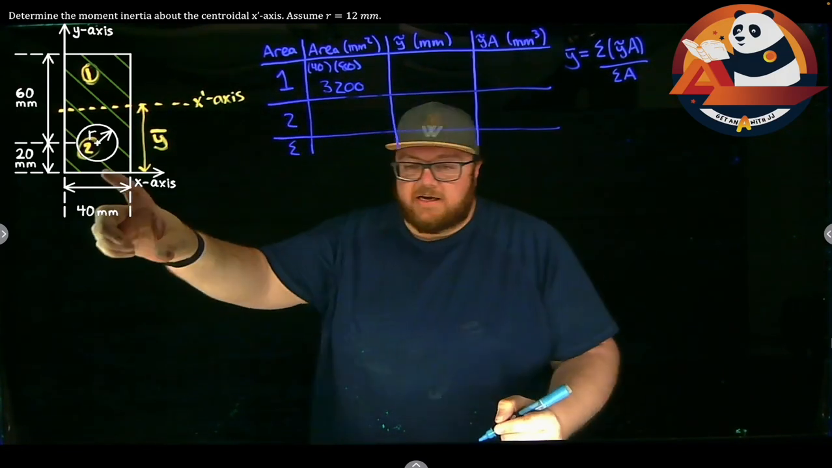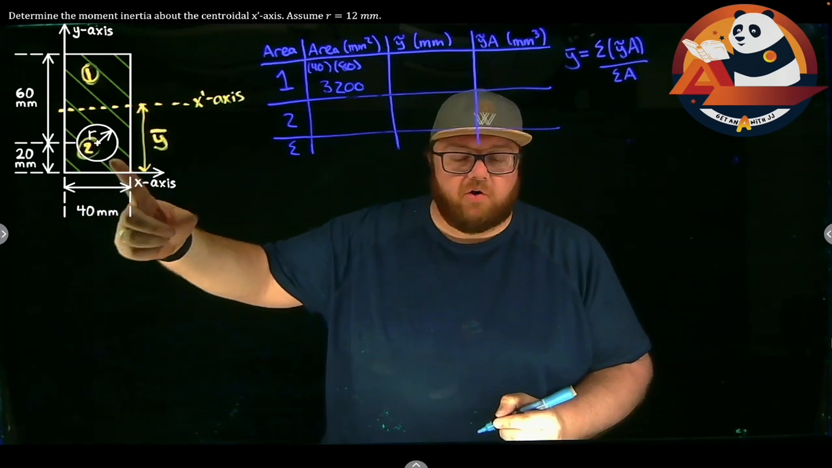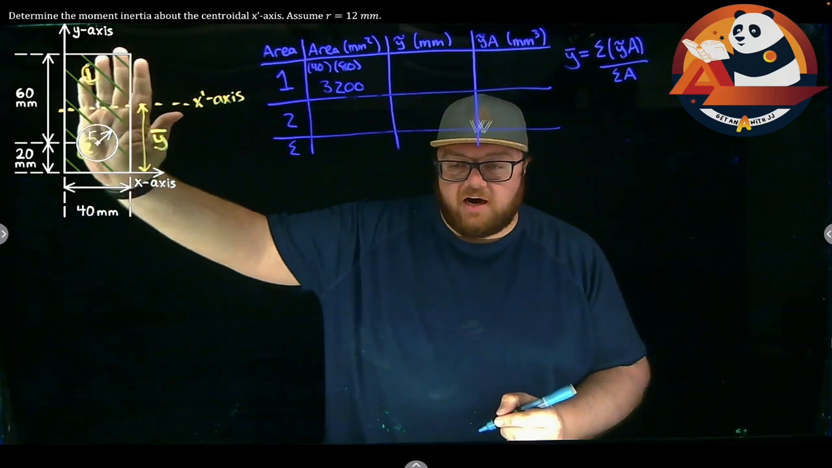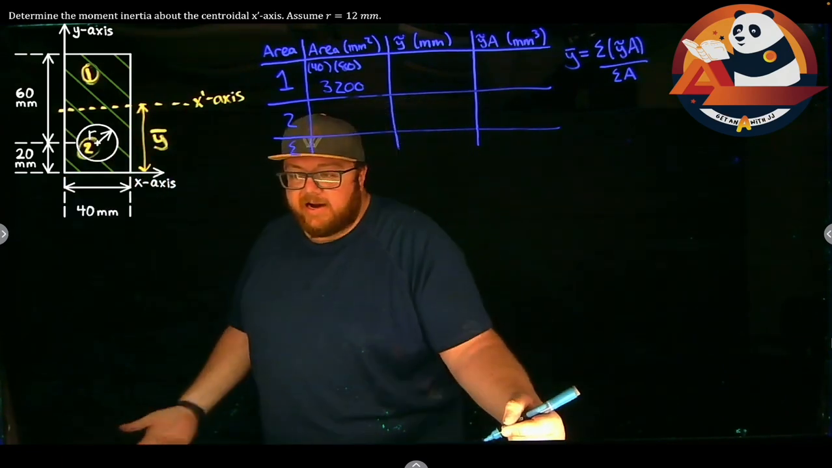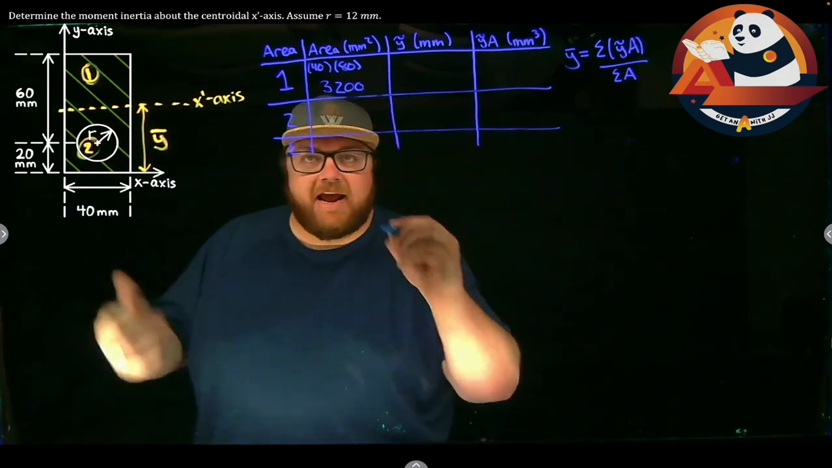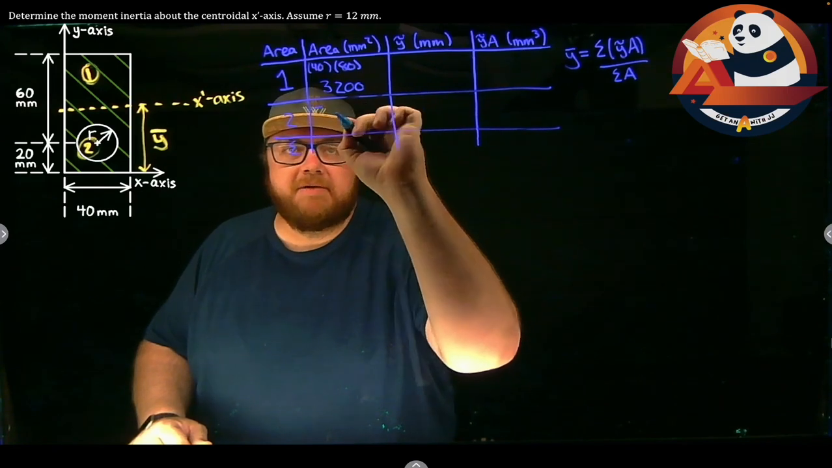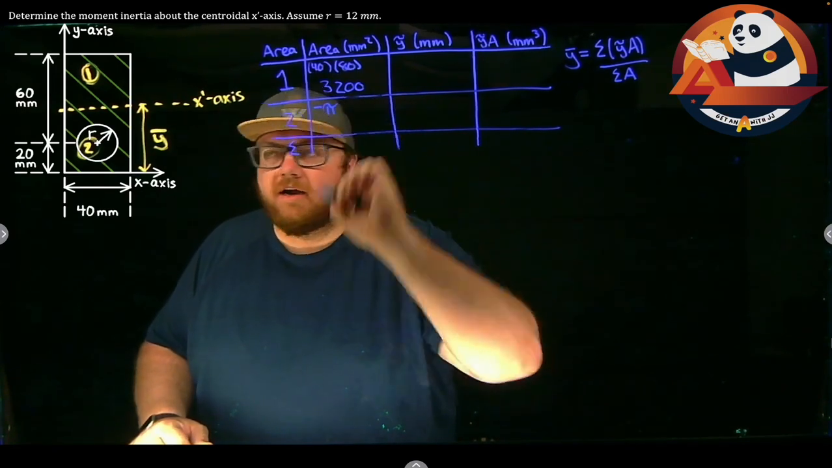The second one is, what's the area of that circular hole? Right now, shape 1 covers up that hole. I need to actually subtract it out to get the right area in here. So I'll say that's a negative area because it's actually missing. And it's pi r squared.